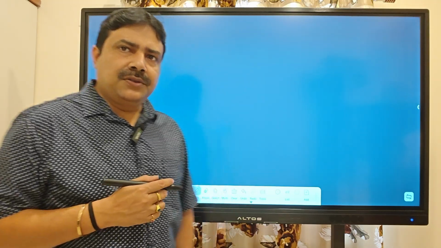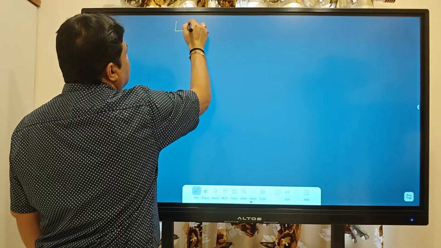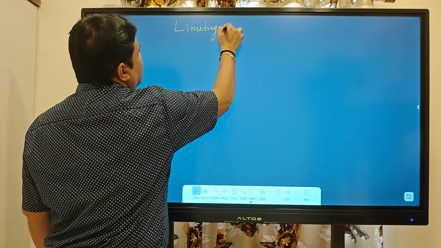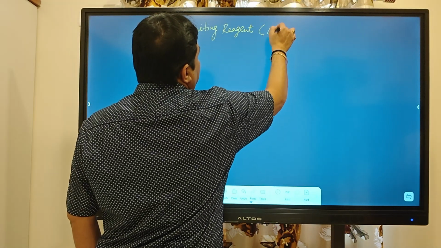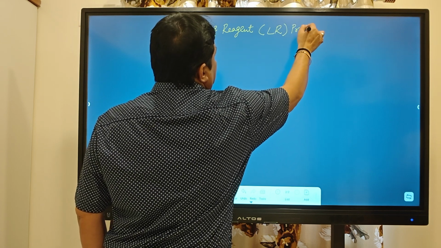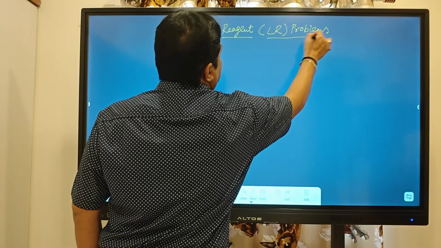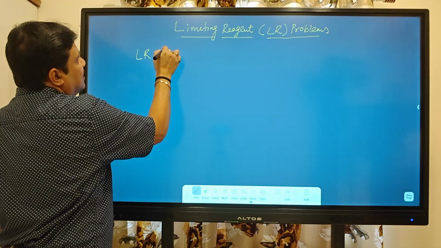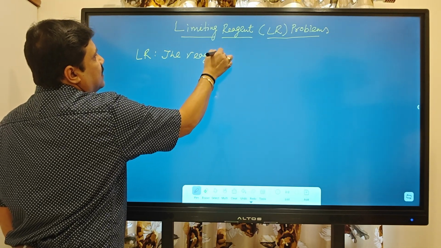Is it clear? So now you look, our topic is the limiting reagent problem. Limiting reagent, in short form we call it LR, limiting reagent problem. Very important idea. So what is a limiting reagent? LR: the reagent which is fully consumed in a chemical reaction.